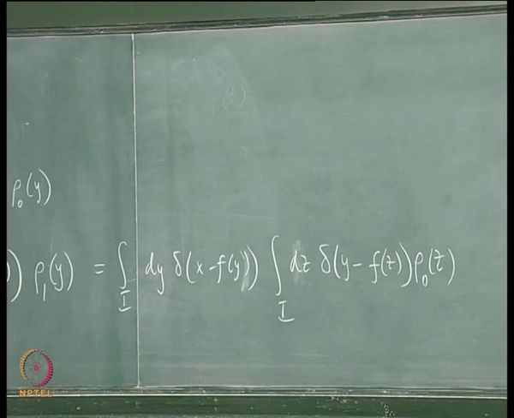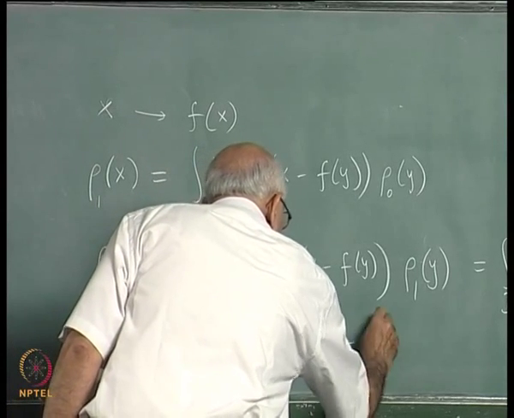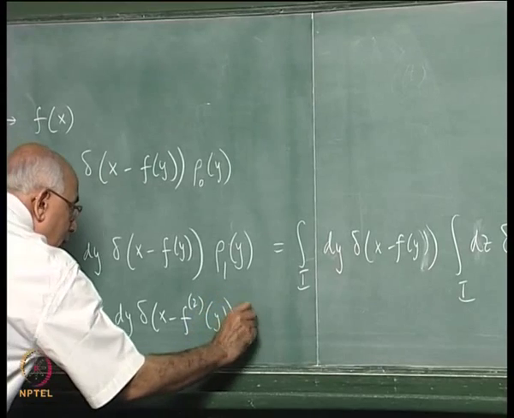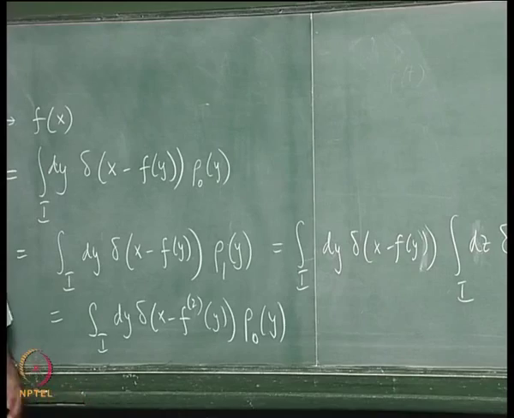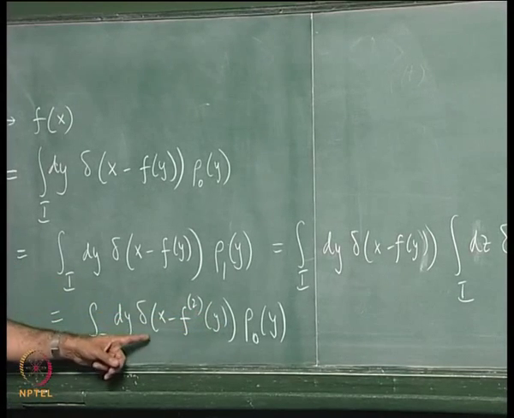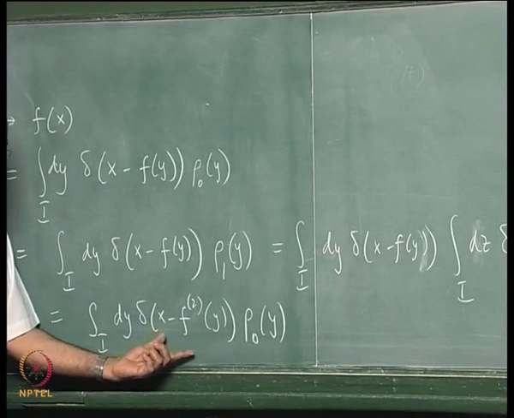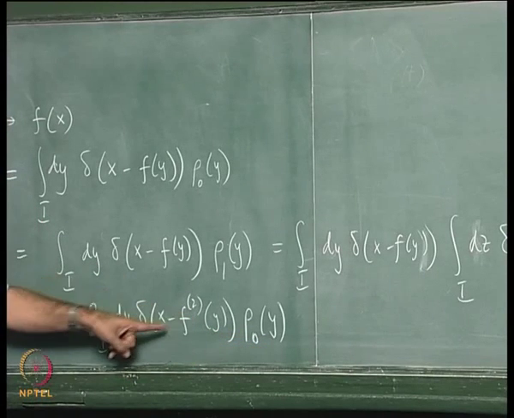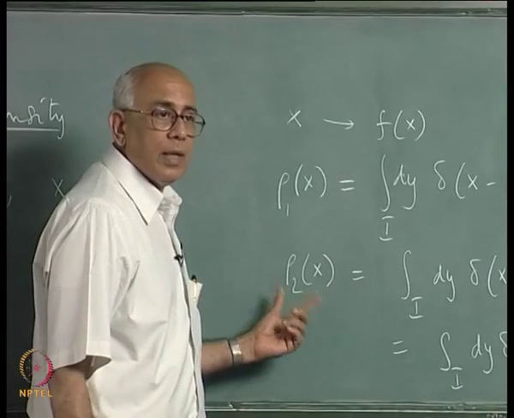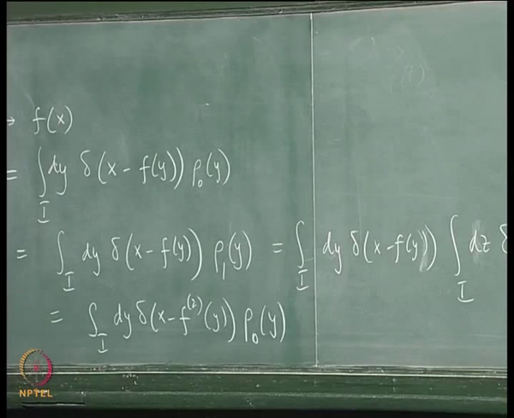You could also have written this as equal to the integral dy delta of x minus f2 of y rho naught of y. So I could have said, well, you have to have two iterations now in time, and the function that takes you from a given y to a given x after two iterations is f2 of y. So if this is your kernel, then you integrate the original density with this delta function kernel and you have the density after two iterations. So these are more or less obvious statements.